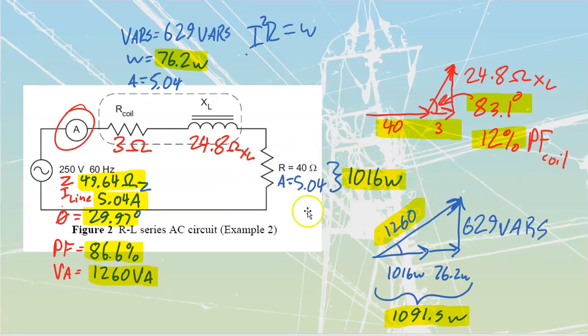Let's go back to this watt meter over here. V is equal to I times R, right? Straight up Ohm's law. So if I've got 5.04 amps, I can multiply that by 40 ohms over here.